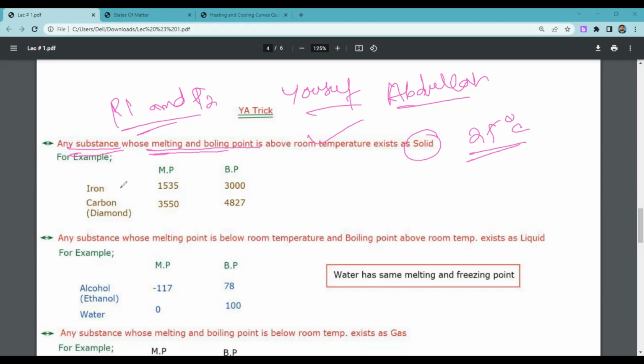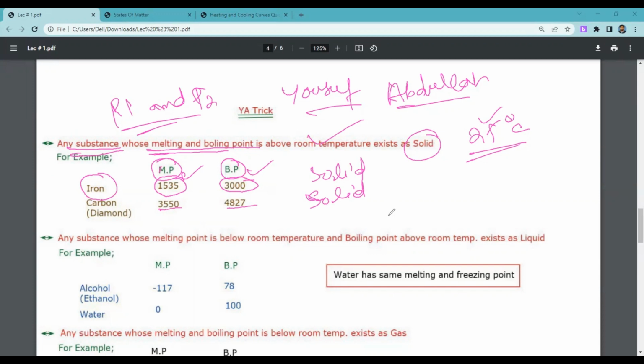For example, if we see iron, its melting point is 1535, while its boiling point is 3000. This substance is a solid. You can see that both its melting point and boiling point are above room temperature. Similarly, if you see carbon, its melting point and boiling point are very high, above room temperature. It will also be called a solid. This is the melting point of a solid, and this is the boiling point of a solid.